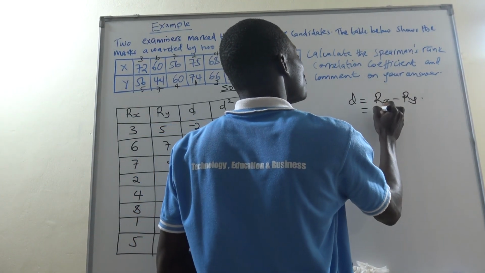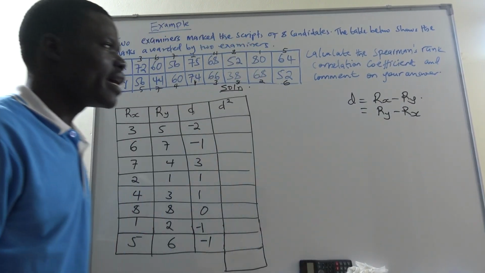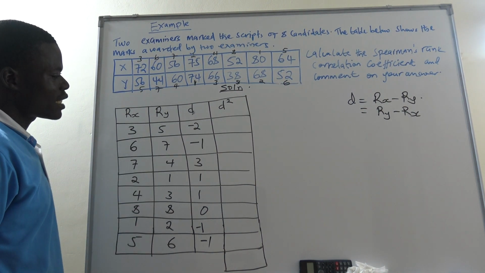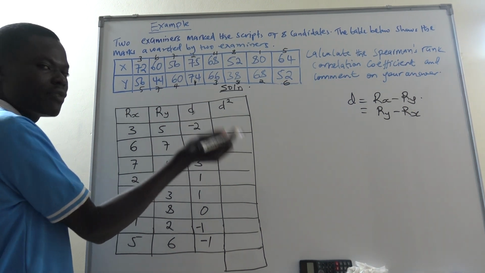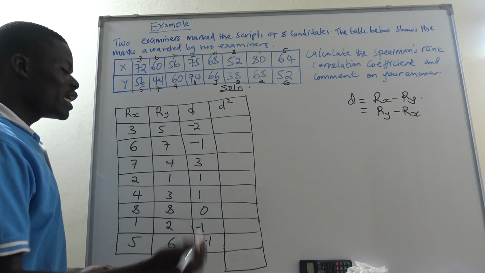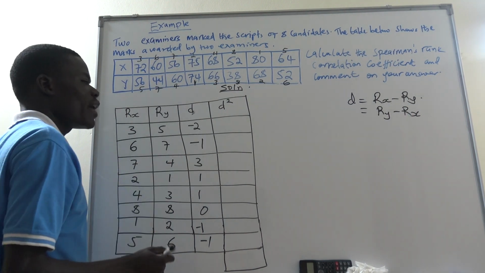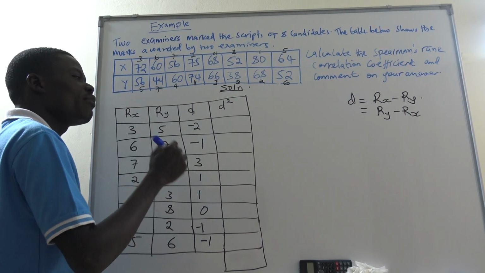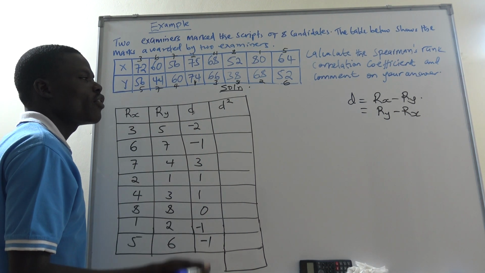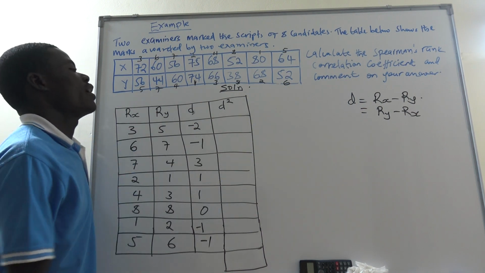But you can also use the ranking of y minus the ranking of x. You will still get the same thing, only that where there is negative it will become positive, and where there is positive it will become negative. But what will make it the same is that we are going to get the difference squared. When you square a negative it gives you a positive, and the square of a positive remains positive. That is what will make it the same.